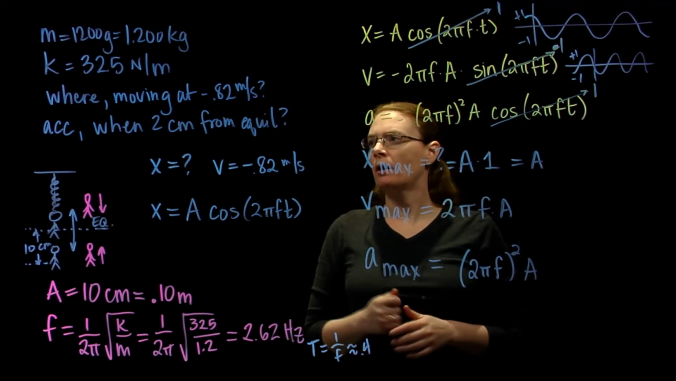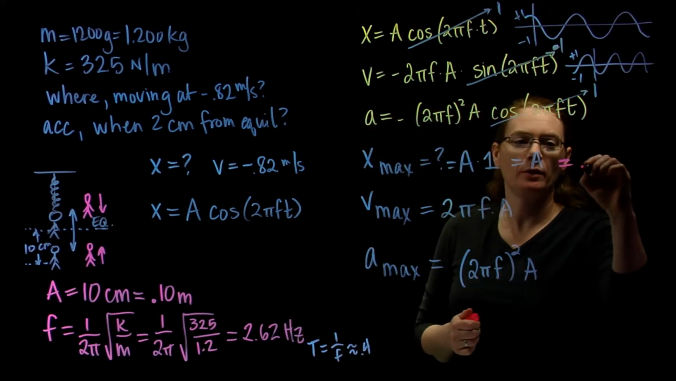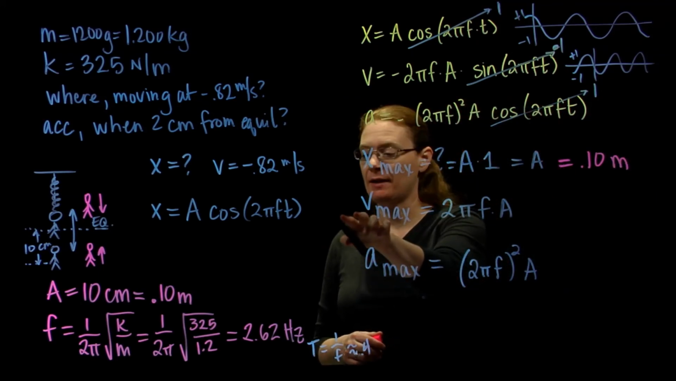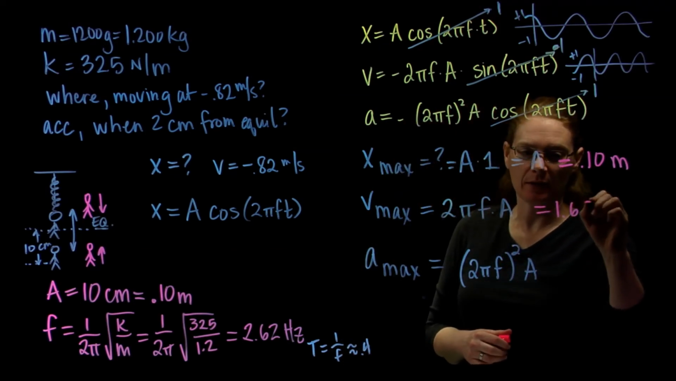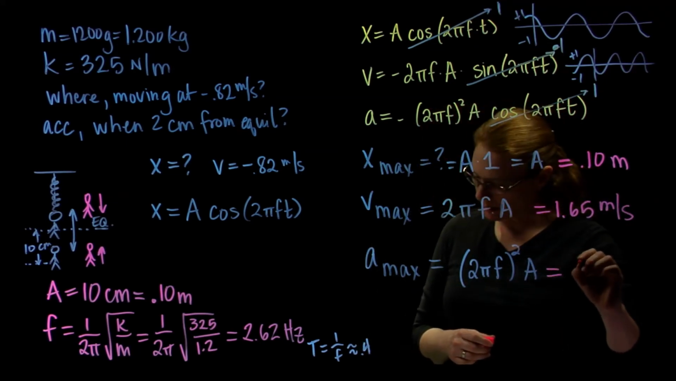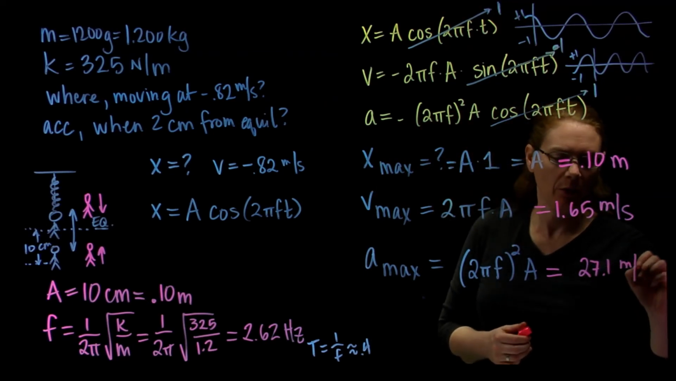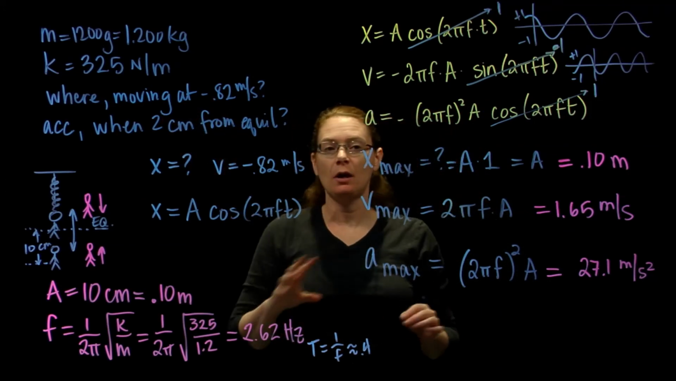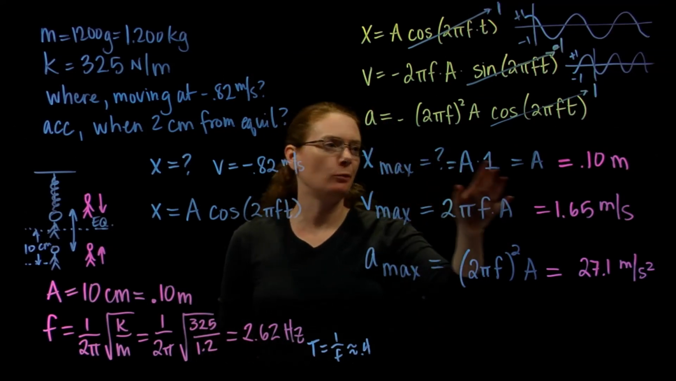So if we do this for our situation, we can calculate that the maximum position is 0.1 meters. Vmax, the maximum velocity of the doll, is 2 pi f A, and I get 1.65 meters per second there. And the maximum acceleration, what do I get? Ooh, big: 27.1 meters per second squared. So are the numbers that we got for the first two questions reasonable given the maximums we have here? Well, yeah.